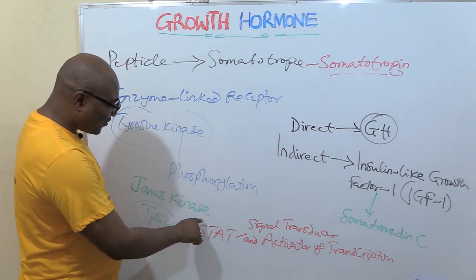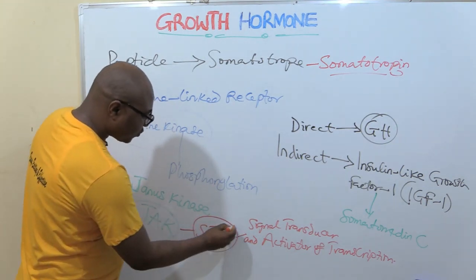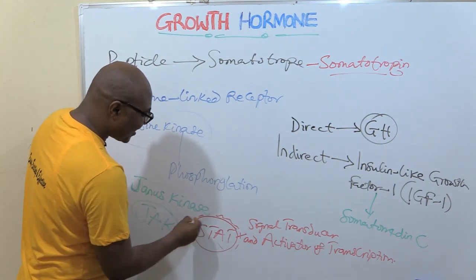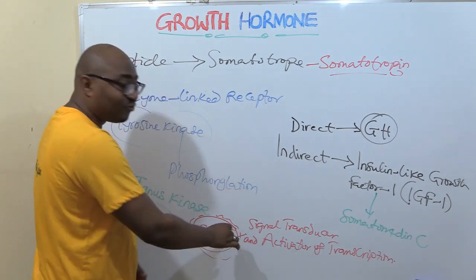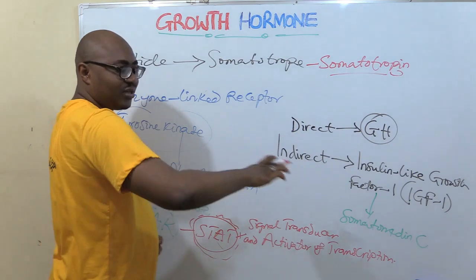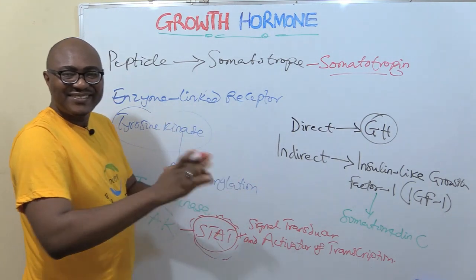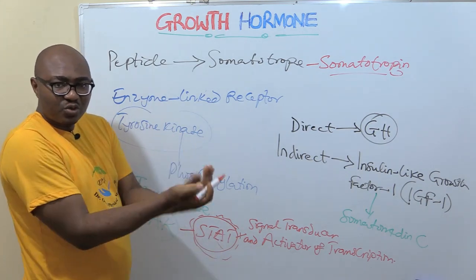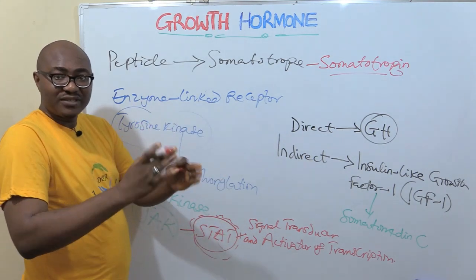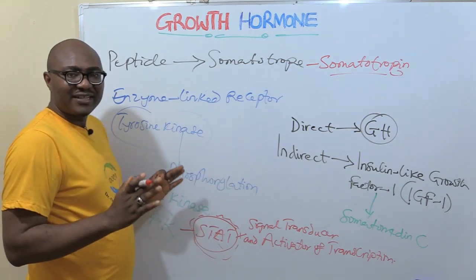This one, JAK, phosphorylates these STATs. These STATs are proteins. So it phosphorylates them and activates them: signal transducer and activator of transcription. When they are activated by JAK, they go into the nucleus and activate genes there to start the process of protein synthesis, which starts from transcription. That's why it's called activator of transcription.